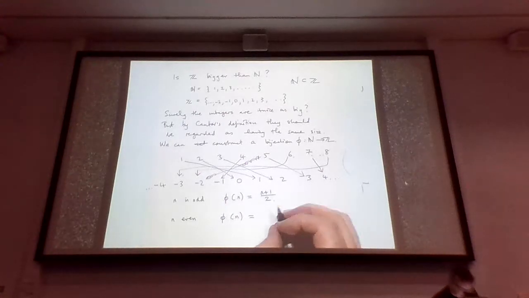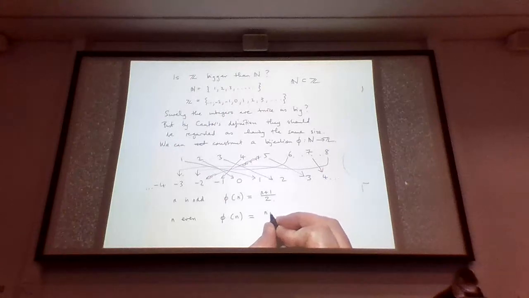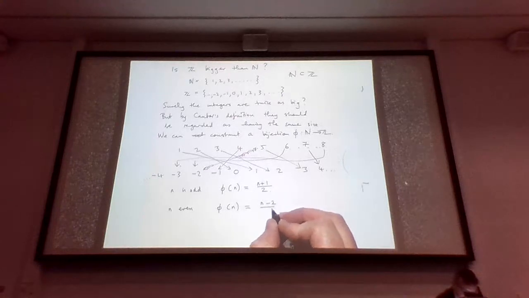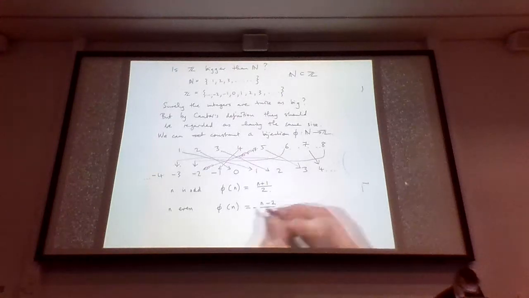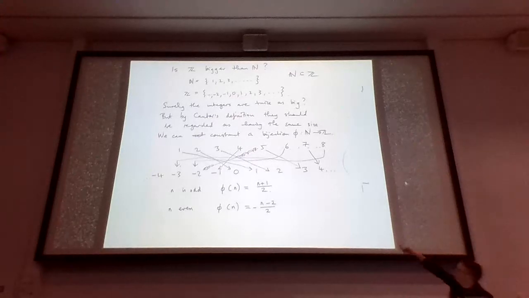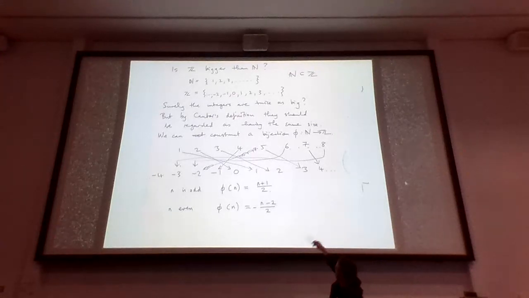So we're sending it to n minus 2 divided by 2. We're sending it to the negative of that. Isn't that what we're doing? So does that work for 8? 8 minus 2 is 4, divided by 2 is 2, and send it to -2.